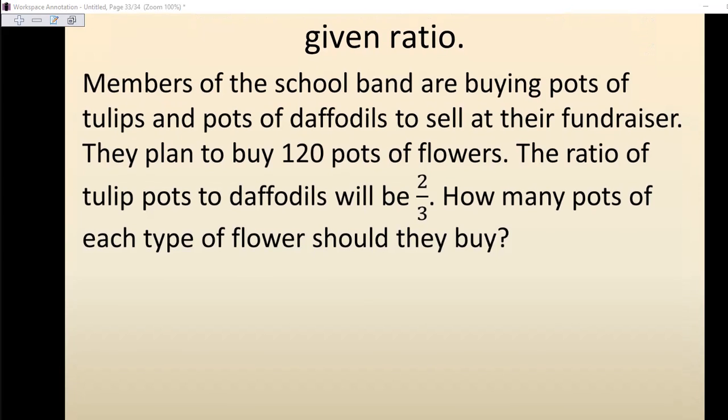Well, in order to set this problem up, we first need to look at the 2 to 3. What number represents the 2? What number represents the 3? So we look here at our statement. The ratio of tulip pots to daffodils will be 2 to 3. So they tell us our ratio. Tulip pots to daffodils, which means our tulips are going to be the 2, and our daffodils will be the 3.